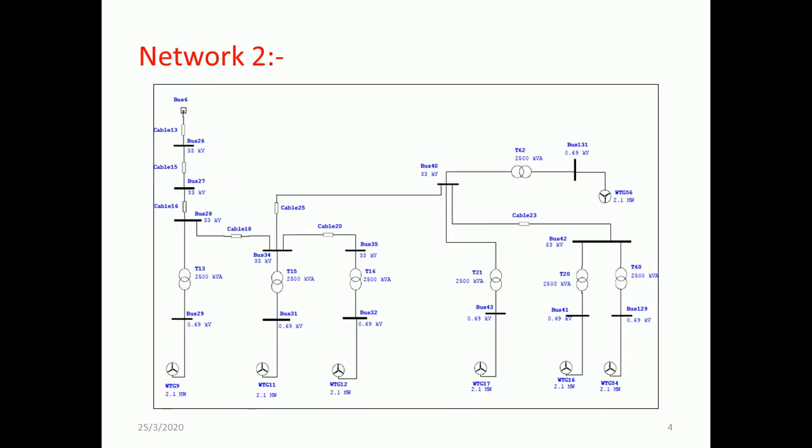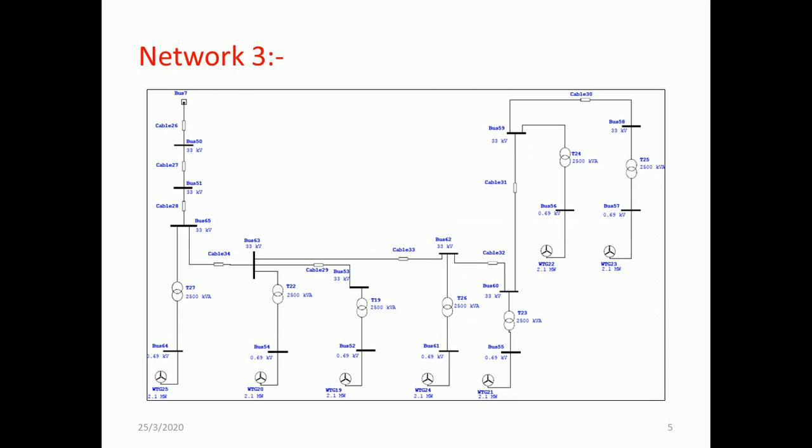this is network 2. Network 2 comprises wind turbine generators. Again, the wind turbine generator is equipped with a transformer of 2500 kVA, which is used to step up the voltage which is generated at 0.69 kilovolt. You can observe that in network 2 there are 7 wind turbine generators: 1, 2, 3, 4, 5, 6 and 7, of capacity 2.1 megawatt.